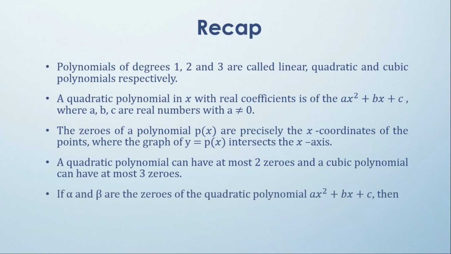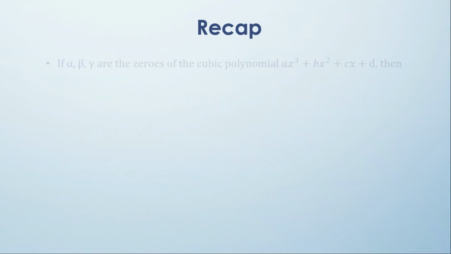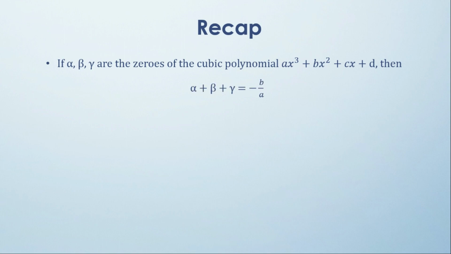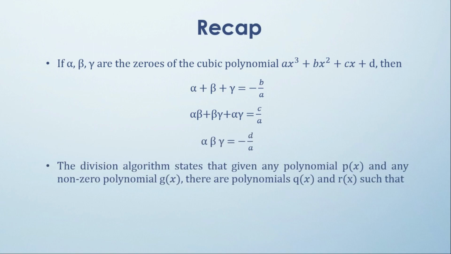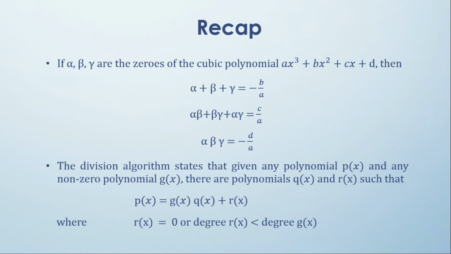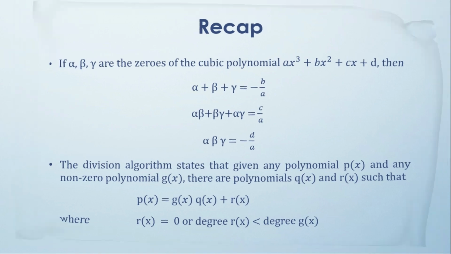If alpha and beta are the zeros of the quadratic polynomial ax squared plus bx plus c, then alpha plus beta is equal to minus b by a and alpha beta is equal to c by a. If alpha, beta and gamma are the zeros of the cubic polynomial ax cubed plus bx squared plus cx plus d, then alpha plus beta plus gamma is equal to minus b by a, alpha beta plus beta gamma plus alpha gamma is equal to c by a, alpha into beta into gamma is equal to minus d by a. And finally, the division algorithm, which states that given any polynomial p of x and any non-zero polynomial g of x, there are polynomials q of x and r of x such that p of x is equal to g of x into q of x plus r of x, where r of x is equal to 0 or the degree of r of x is less than degree of g of x. And by this, we have completed our chapter polynomials.